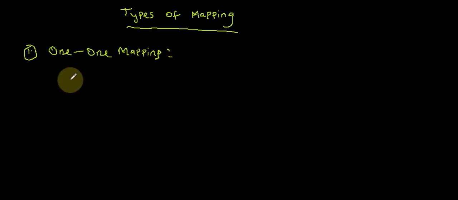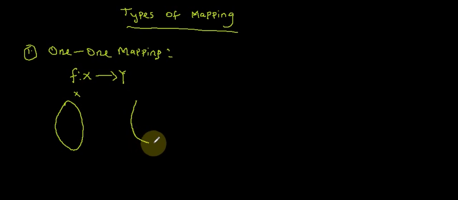Let's say f of x, let's say f is mapped to y. Let's say f of x mapped to y is a mapping. Then f is called a one-to-one mapping if different elements in the domain map to different elements in the codomain, which is the images. Now representing this, let's say we have set x and set y.